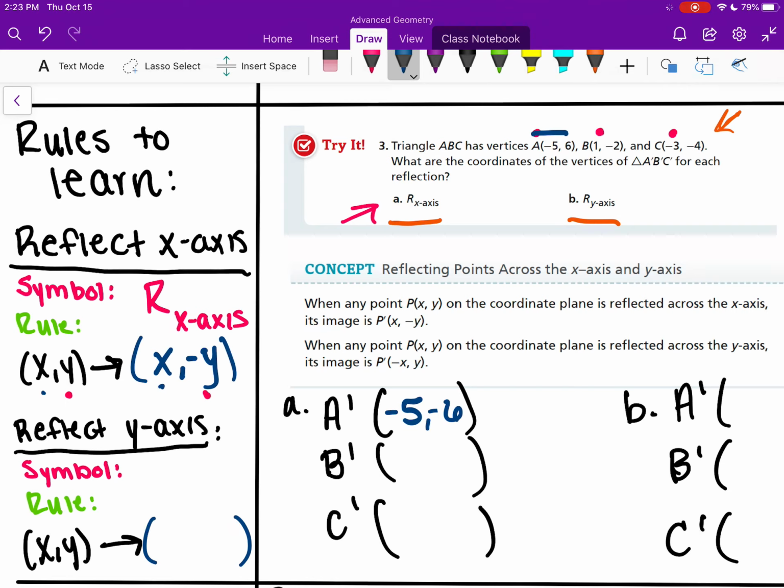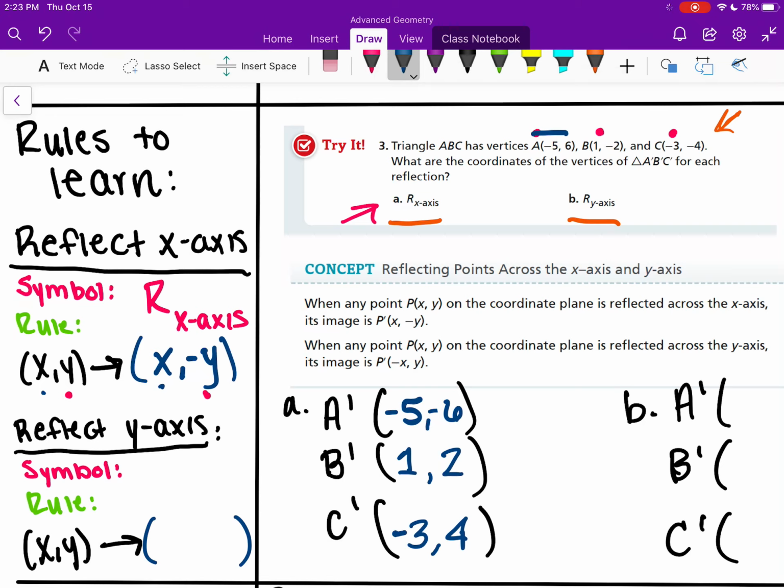B was 1, negative 2. Keep the x, change the y. Was negative 2. The opposite of that is positive 2. C, negative 3, negative 4. Keep the x, change the y. That'd be a positive 4. And that's what happens when we reflect across the x-axis. So again, reflect across the x-axis, aka keep the x, change the y.